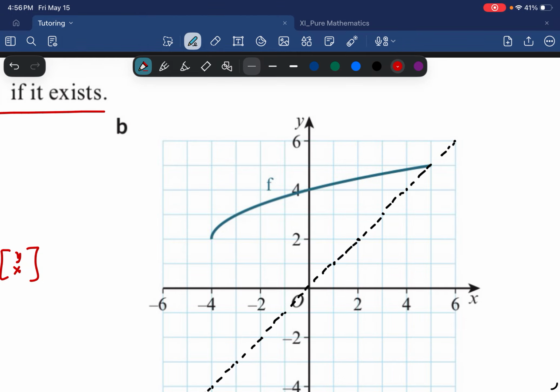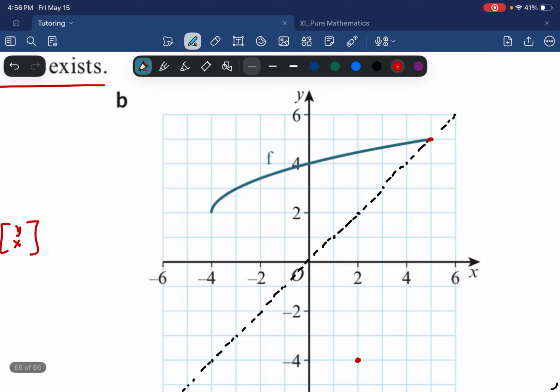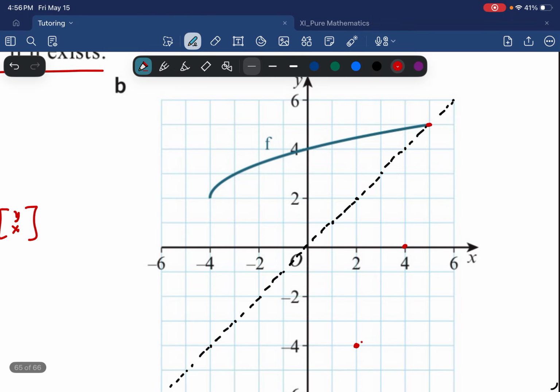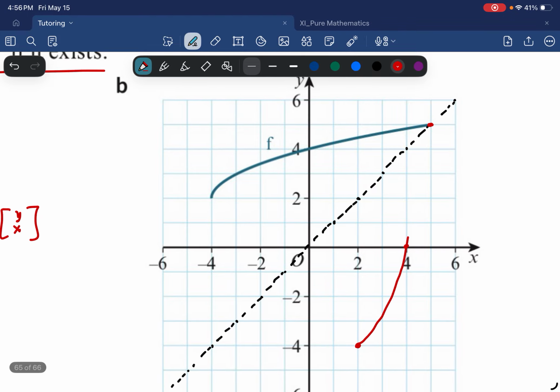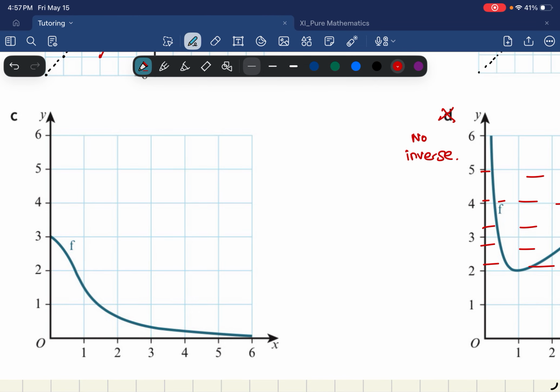Because this point lies on y is equal to x, it's going to stay there. You have minus 4 comma 2, so you're going to get 2 comma minus 4. And you have 0 comma 4, so you're going to get 4 comma 0. So the reflection is going to look something like this. All right, so that is going to be f inverse. So for D, there is no inverse because f is not 1 to 1.